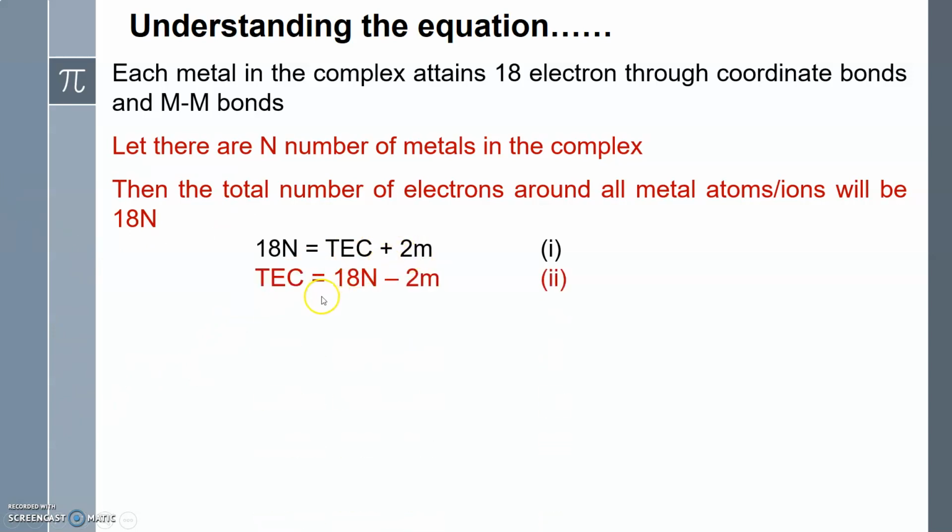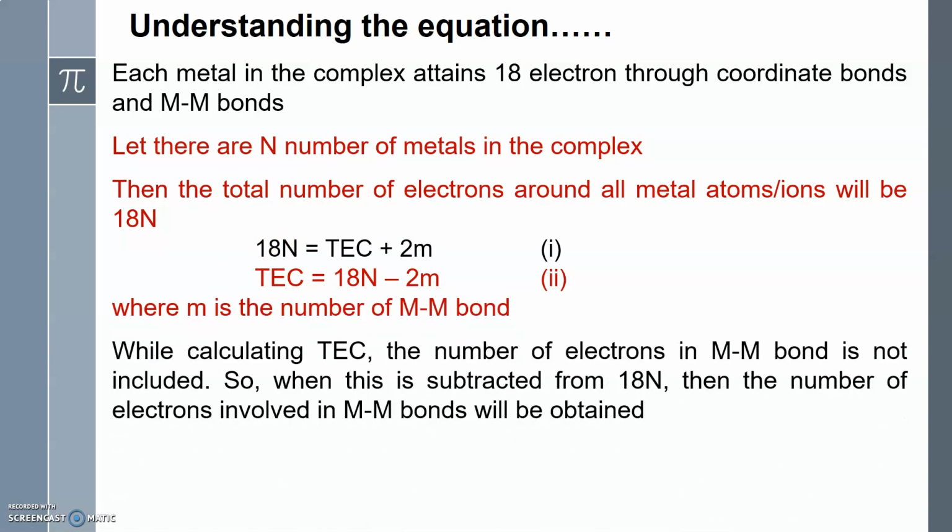I'm slightly rearranging this equation as TEC is equal to 18n minus 2m, because I can calculate the total electron count from the formula of the complex, and I can get the 18n also by knowing the value of n. The value which cannot be obtained from the formula of the complex is 2m, but I can get the numbers from this equation.